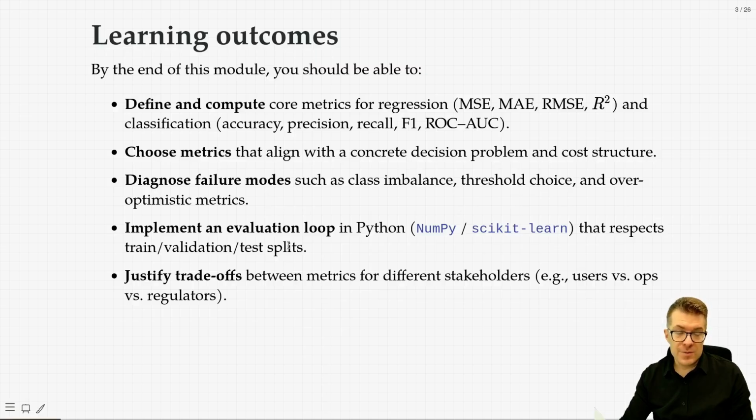By the end of the module and the component Jupyter Notebook, you should be able to implement an evaluation loop in Python that's going to use NumPy and scikit-learn. That's still going to respect the train, validation, and test splits, although that specific topic will be discussed in the subsequent module. You'll also be able to justify trade-offs between different stakeholders, so users, operations, regulators, and so on.